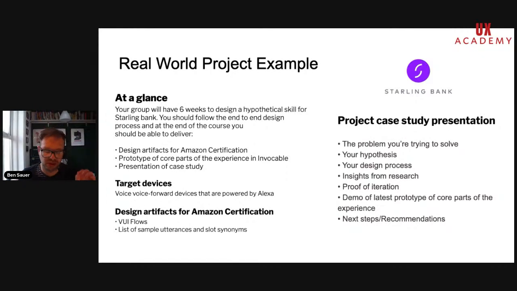We'll be targeting particular devices. There are some specific things, as I mentioned, that you need to produce in order to launch a voice skill, so you'll get some experience in designing the specifics of those. And most importantly, you'll be able at the end to play back all of the things you've learned and your design throughout its journey to something resembling an end product.